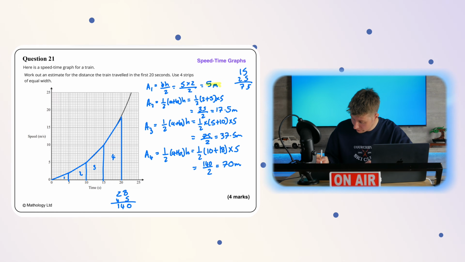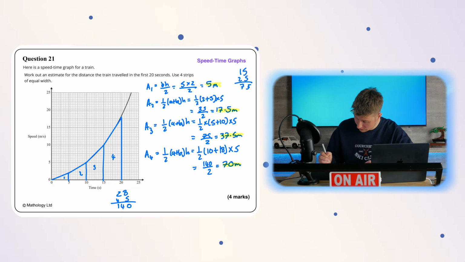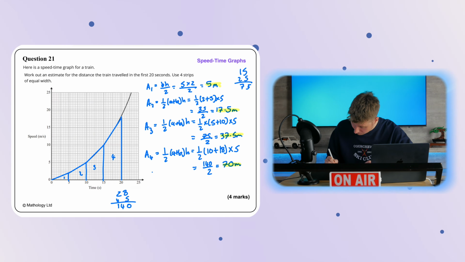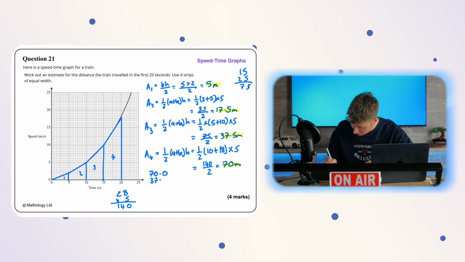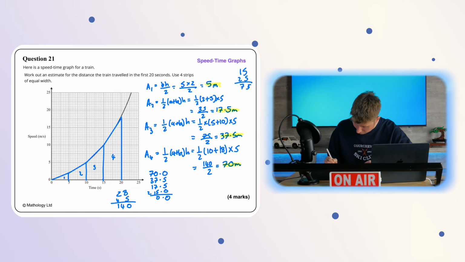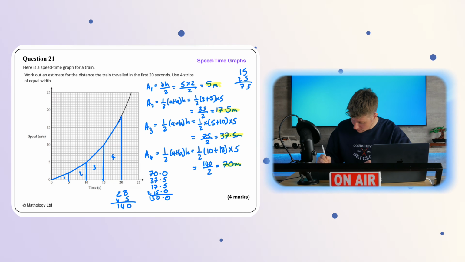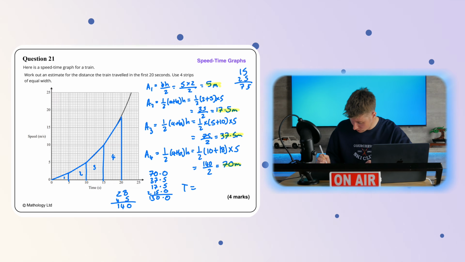So we need to now add 5, 17.5, 37.5, and 70 together. If we do that using column addition: 70, 37.5, 17.5, and then 5. So this is 10, carry the 1. 7 plus 7 is 14. 14 plus 5 is 19. 19 plus 1 is 20. And then we've got 7 plus 3, which is 10, plus 1, 11, plus 2, which is 13. So the total area, or the total distance, is 130 meters.